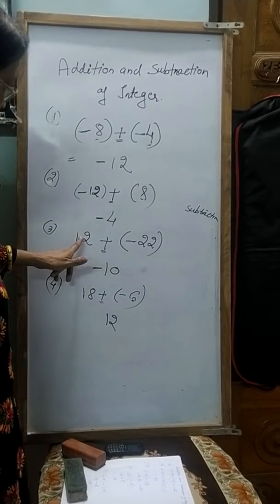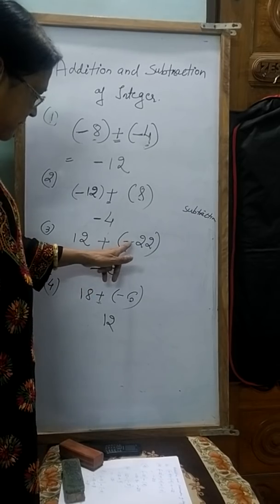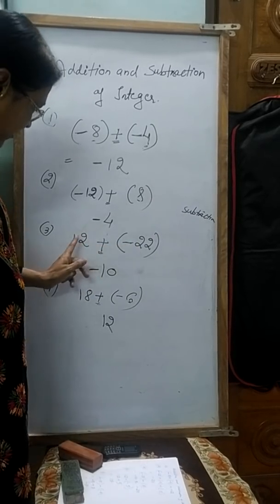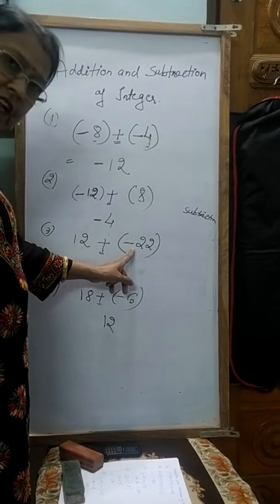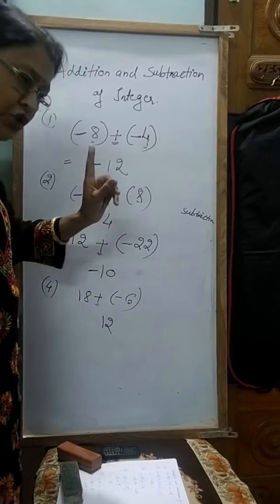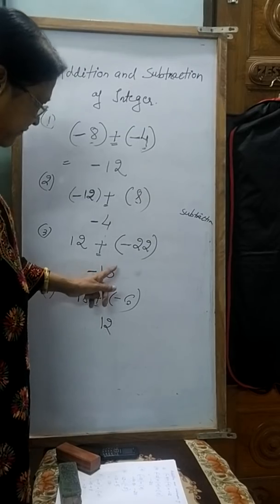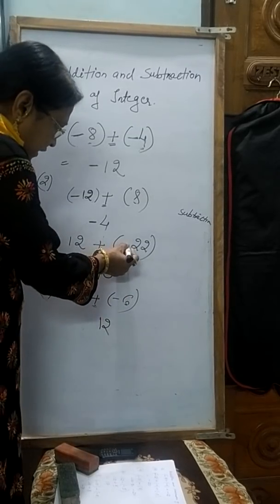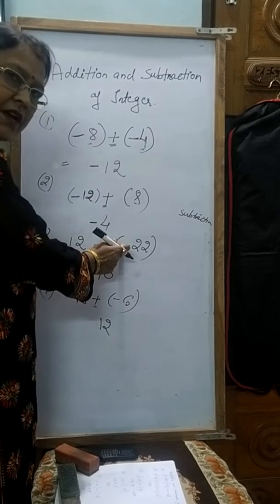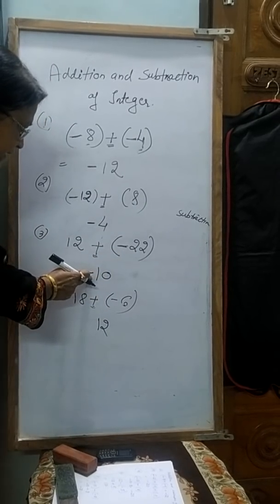In this case also, 12 plus minus 22. Again one is plus, another one is negative, so you have to do the subtraction. तो 22 में से 12 गया, 10 बचा. And here this 22 is greater with a negative sign, so you have to put the minus sign.